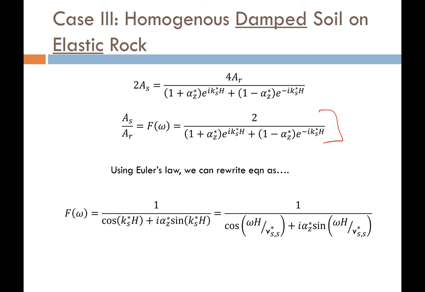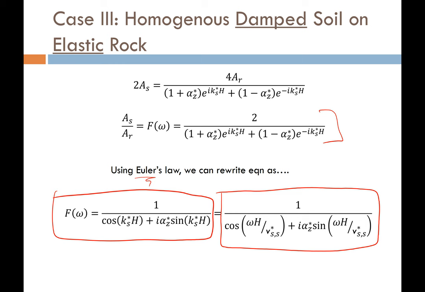Then if we simplify things further using Euler's law, I know you guys don't like Euler's law because it involves imaginary numbers, but it does simplify stuff down. We can rewrite that equation using this right here, which we can then break down if we don't like. By the way, that's our transfer function. If we don't like using the wave number, we can put things in terms of propagation velocity and circular frequency.